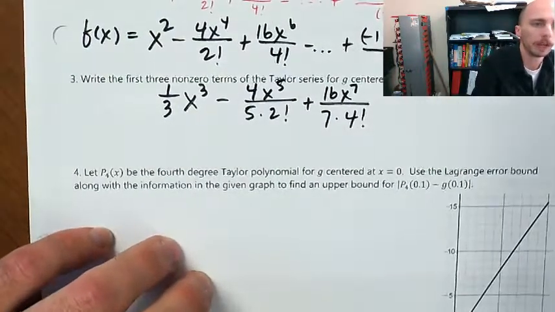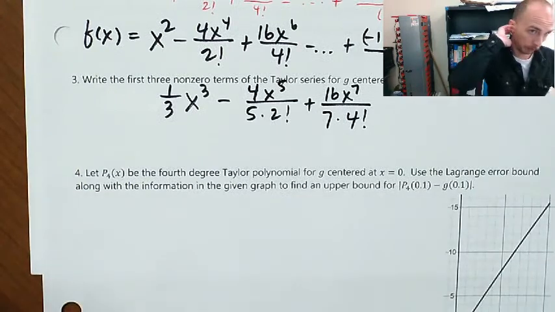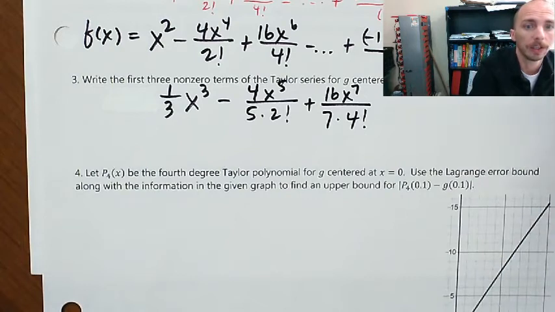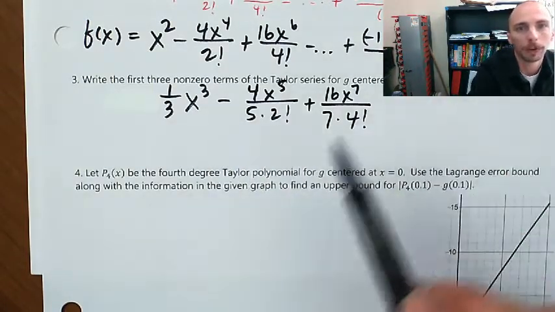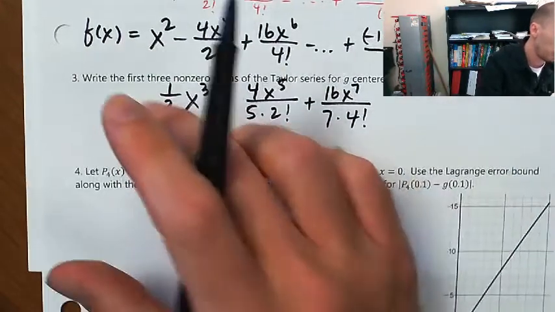Then let P4 be the 4th degree Taylor polynomial for g. I don't see a 4th power term, so that must be a mistake. I'm going to use the Lagrange error bound along with the information in the given graph to find an upper bound for P4 of 0.1 minus g of 0.1. That's the error. I think we're just going to take it on faith, even though there's no x to the fourth term. I guess the fourth degree polynomial is just 1/3 x to the third plus 0x to the 4.